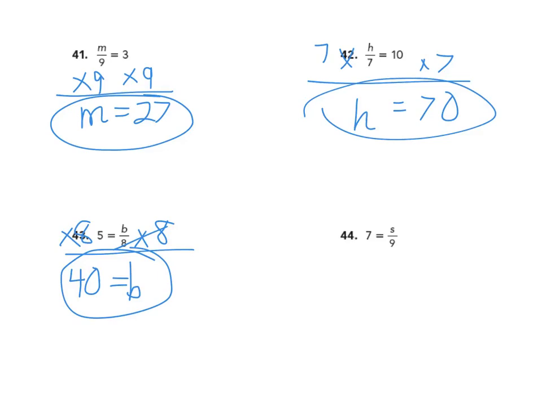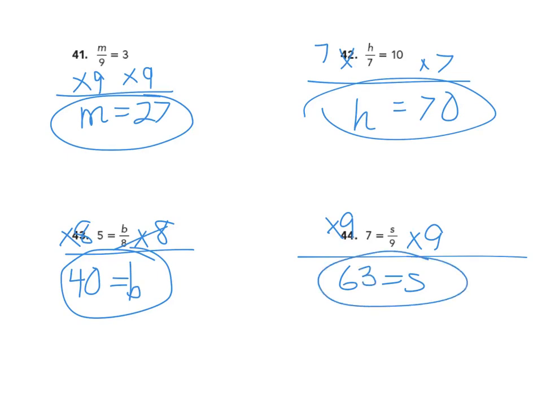For number 44, I see S divided by 9 is 7, so if I multiply both sides by 9, I'll get S all by itself, and 63 here. I know that 63 divided by 9 is 7. And again, similar to all the other ones, I've done the same thing to both sides of the equation to keep it balanced and equivalent.